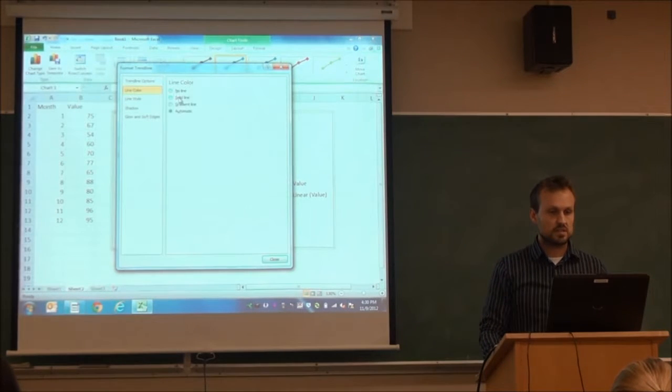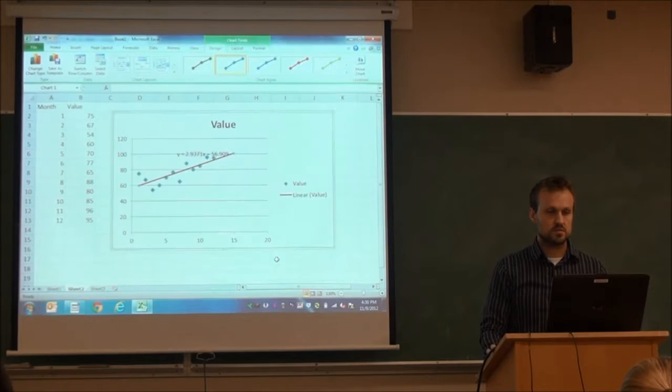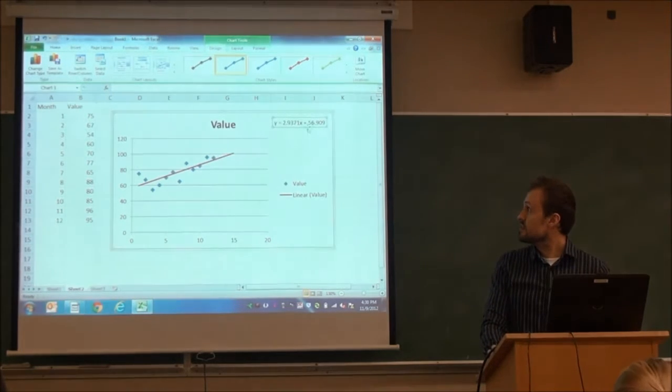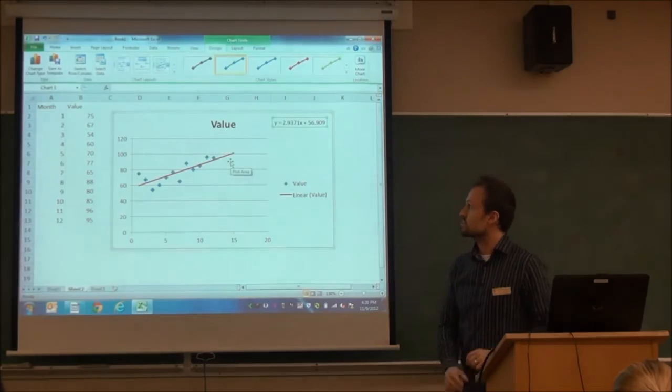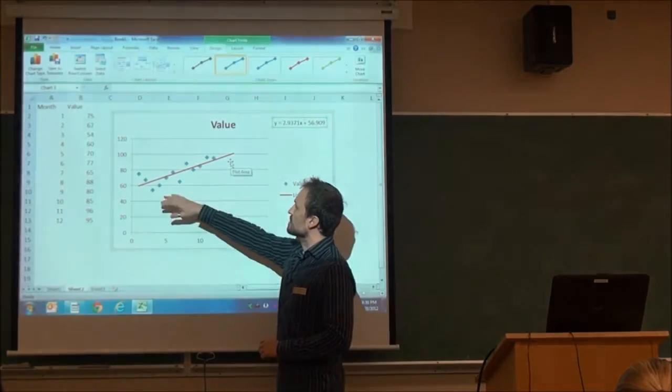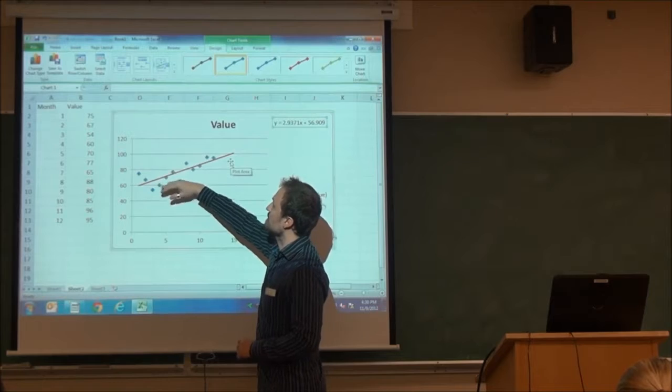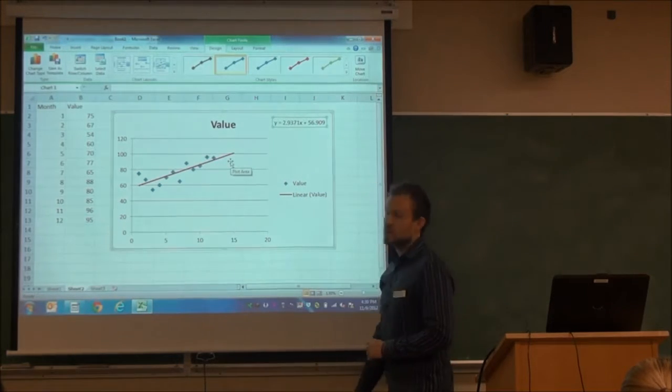Let me just give it a nice little color. Let's go with red. Let's make it a little thicker, maybe 2 points so I can see it. So there's the equation. And this red line is the straight line that best describes the growth, or the trend, in these values.